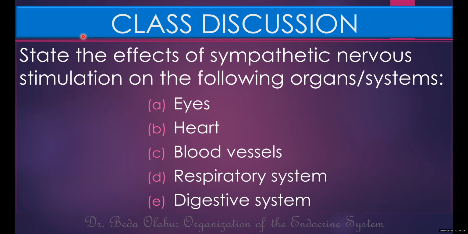So we're going to talk about the effects of sympathetic nervous stimulation in those organs there. The understanding here is that sympathetic nervous stimulation will be similar to the effects of adrenaline. So I want you to tell me the effects of adrenaline on the eye, on the heart, blood vessels, respiratory system, and digestive system. You're going to do this in 5 minutes.